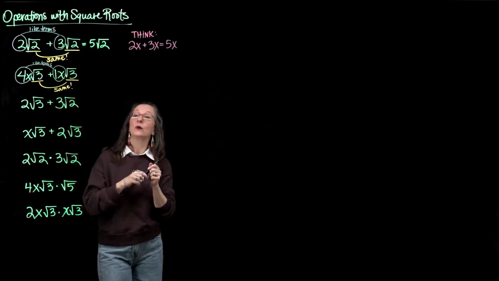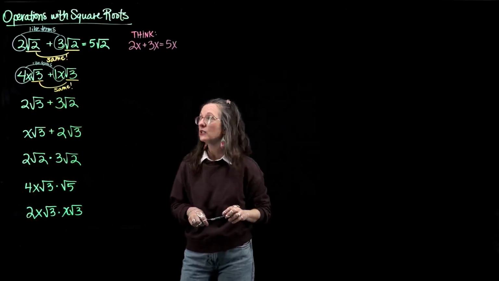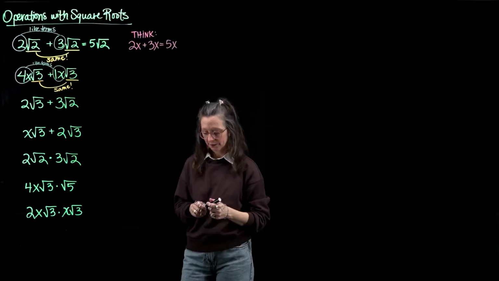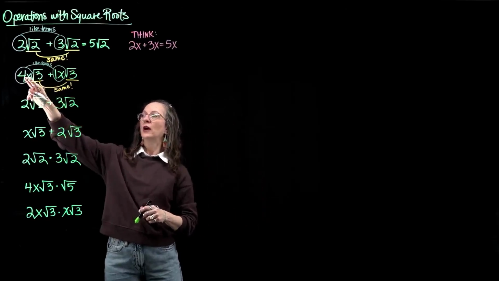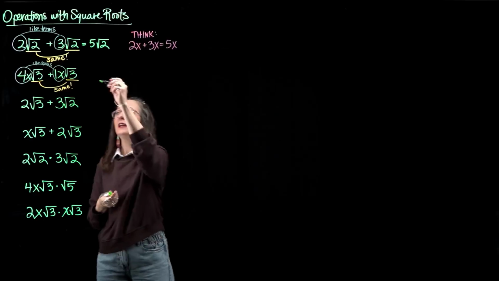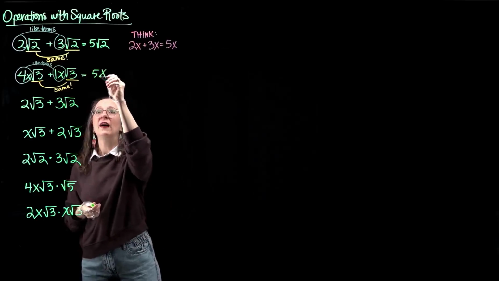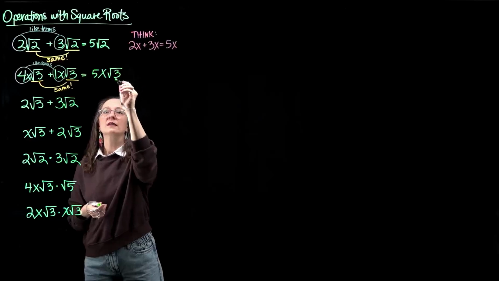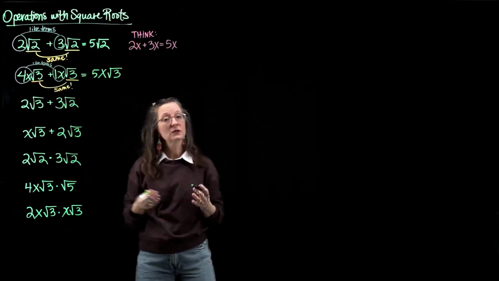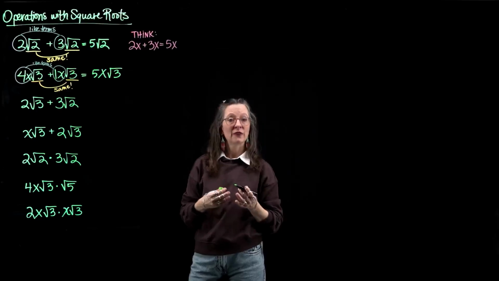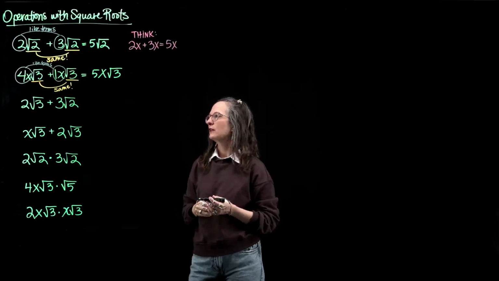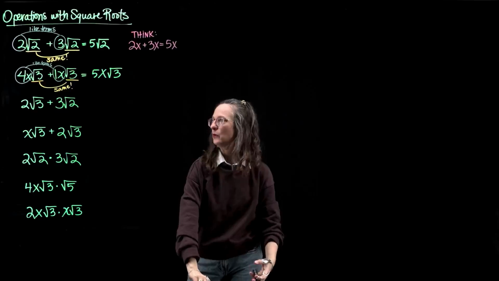And that's important. We have the same square root and we have like terms on the front. So that means I can combine them. So I have 4x times a thing plus 1x times that same thing is going to give me 5x times the exact same thing. So 4x square root of 3 plus 1x square root of 3 is 5x square root of 3. Okay?